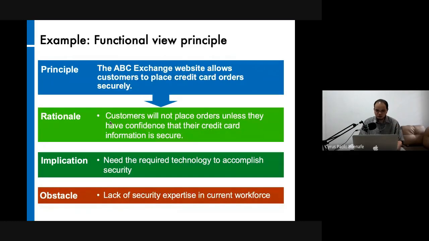Now, what about functional view? What's the example? The ABC Exchange website allows customers to place credit card orders securely. Okay, so what's the rationale? Customers will not place orders unless they have confidence that their credit card information is secure. So the principle here is that there should be some security features in your solution. So that's the functional view.